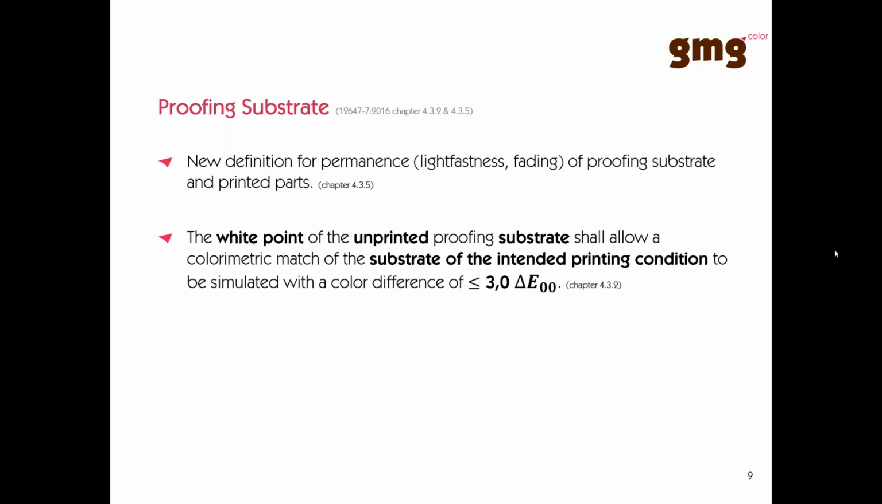And normally the white points of the proofing papers are designed to match the paper tints of the common printing standards with a simulation of nearly delta E of 0. In the older versions of 12647-7, it was defined that the paper tint of the proofing substrate has to correspond exactly to the printing paper, but this had nothing to do with proofing.